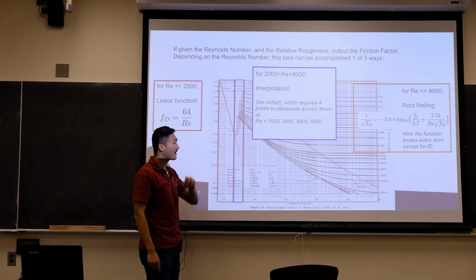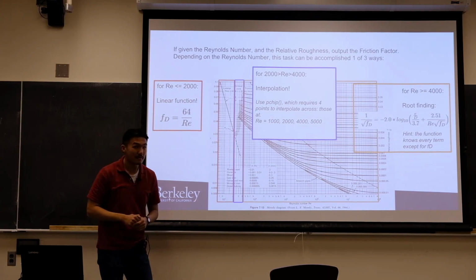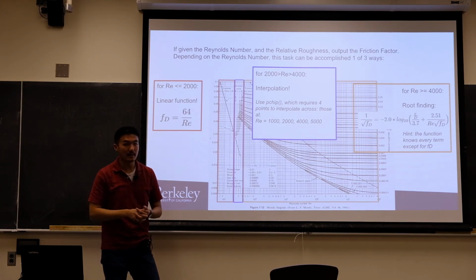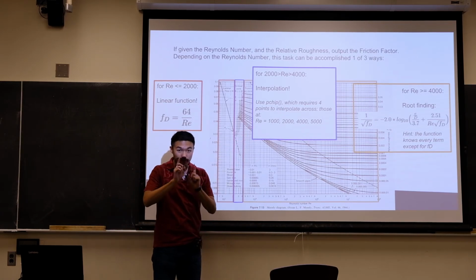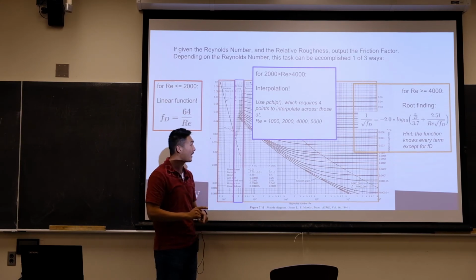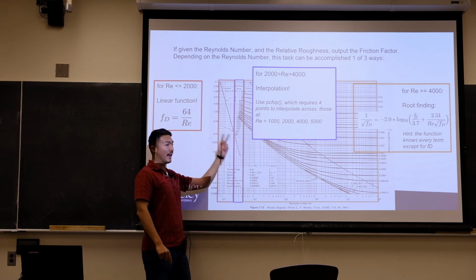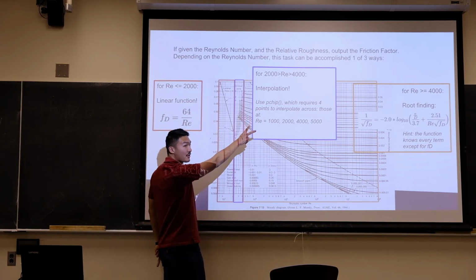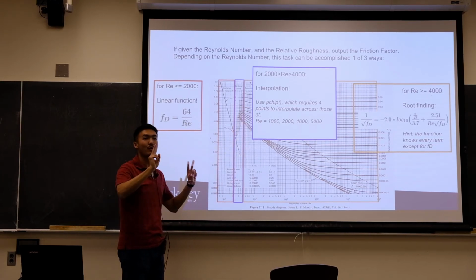In this range, you're going to have to do some interpolation now. Namely, you're going to use p-chip, as Tiange talked about previously in this discussion, which requires, in this case, 4 points to interpolate. Okay, you're going to take 2 points from this range, and you're going to find 2 points from this range, and you're going to use those points to interpolate that behavior in between.